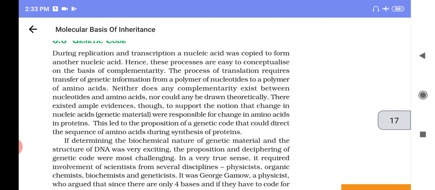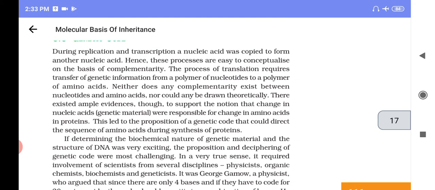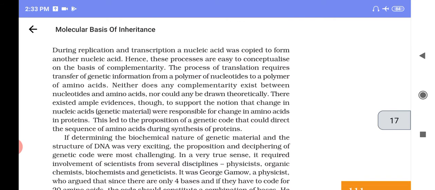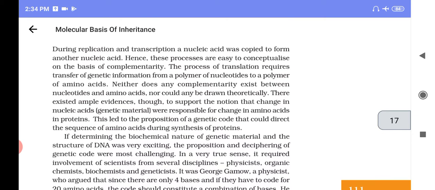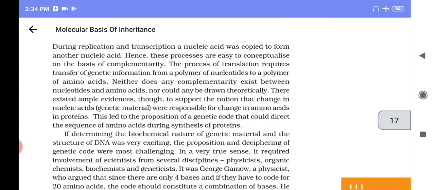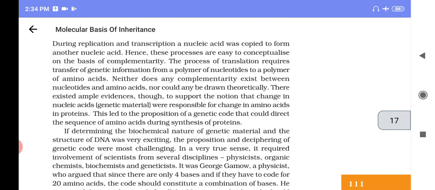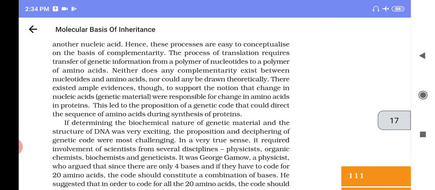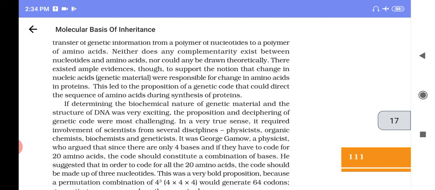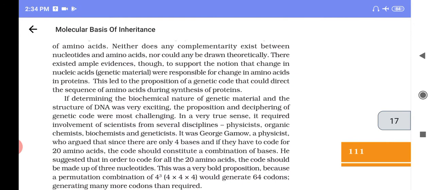Neither does any complementarity exist between nucleotides and amino acids, nor could any be drawn theoretically. There existed ample evidence to support the notion that changes in nucleic acids, the genetic material, were responsible for changes in amino acids in proteins. These led to the proposition of a genetic code that could direct the sequence of amino acids during synthesis of proteins. If determining the biochemical nature of genetic material and the structure of DNA was very exciting, the proposition and deciphering of the genetic code were most challenging.